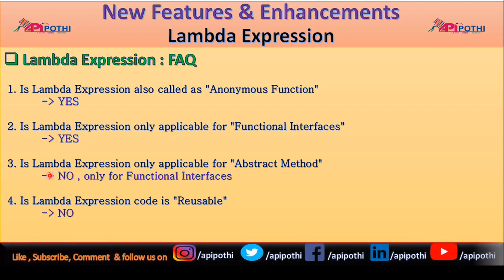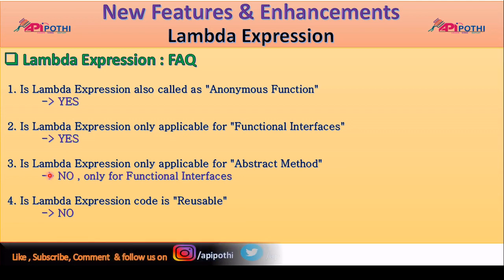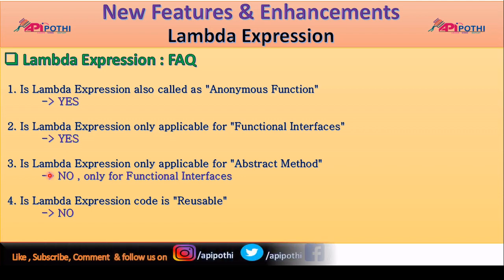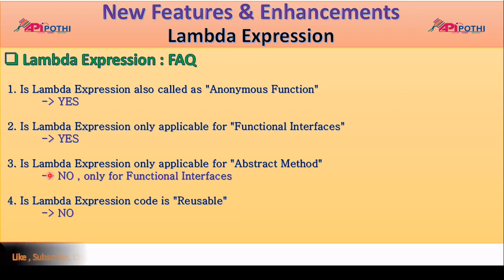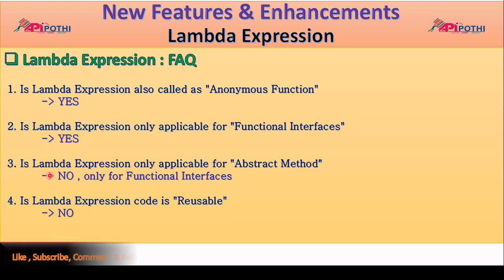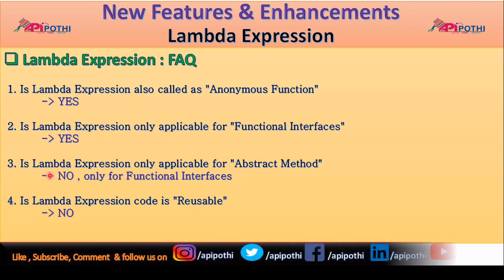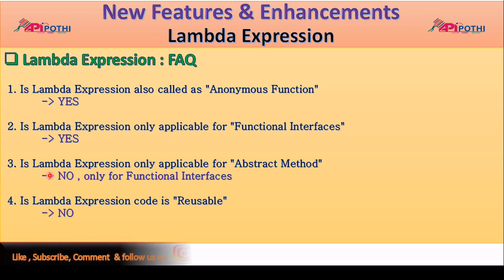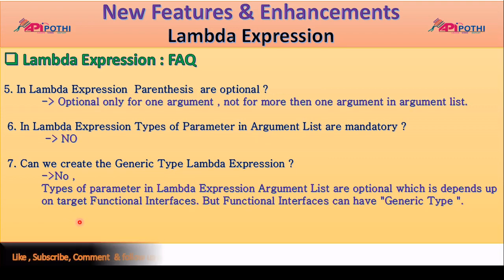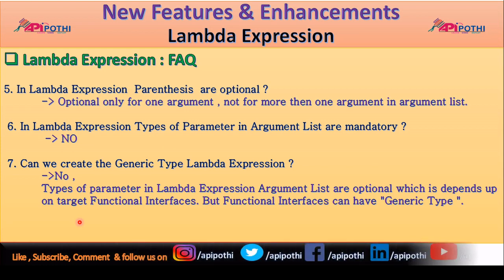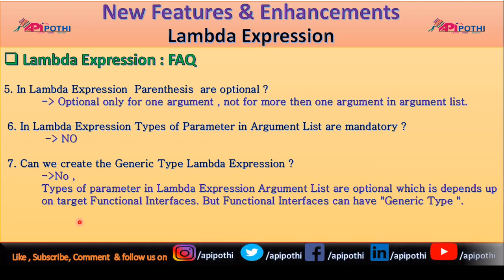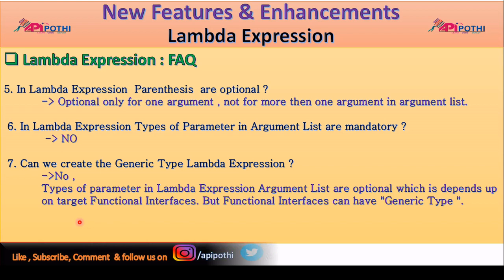Is lambda expression code reusable? No. The reason is that lambda expression code is directly, or tightly, coupled with the functional interface's unimplemented method. If you try to use the same lambda expression for some other interface, your lambda expression gets confused about which type of parameter it needs to take. That is the reason the answer is no. Fifth question: are lambda expression parentheses optional? Yes, optional only for one argument, not for more than one argument. That we already understood in the last PPT.